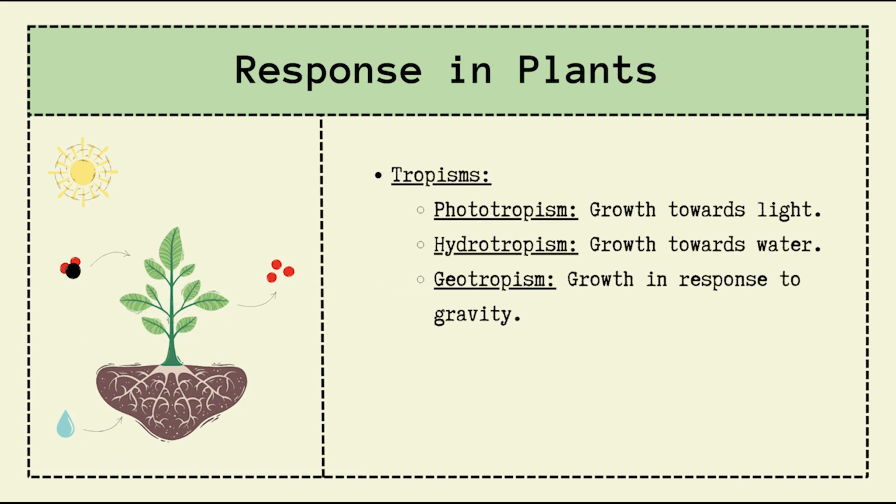Response in plants. Plants can respond to their environment through tropisms. Phototropism is growth toward light, whereas hydrotropism is growth toward water. Geotropism is growth in response to gravity, meaning that roots grow downward and stems grow upward. These responses help plants survive in changing conditions.